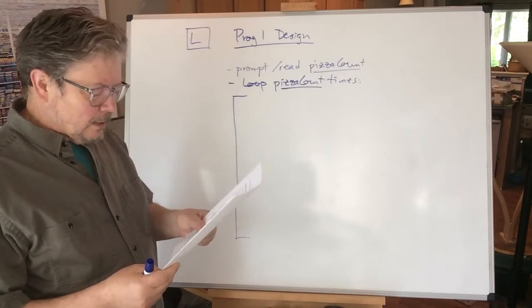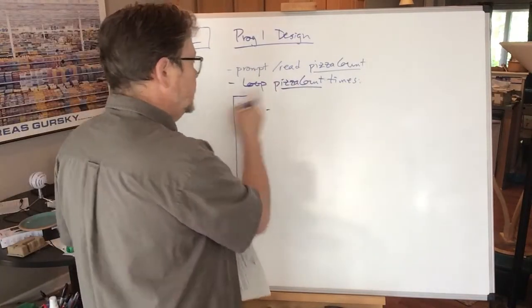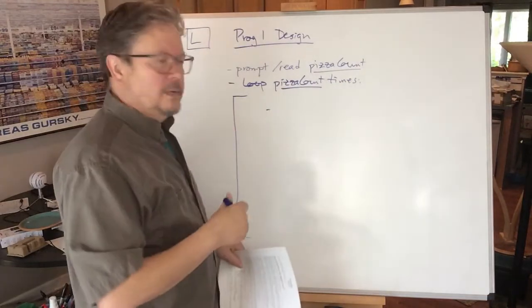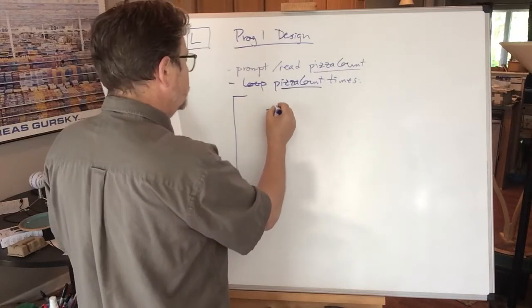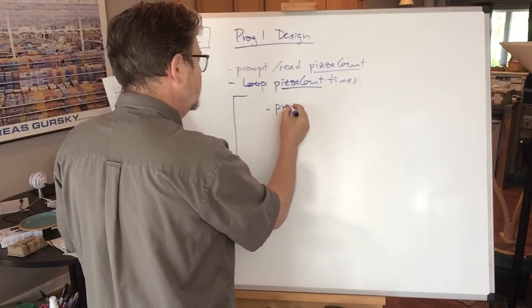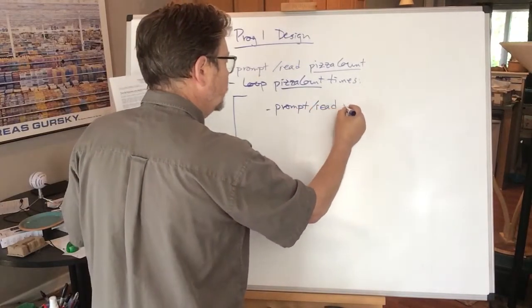For each pizza, prompt 4 and read whether or not this is round. So I'm going to indent. We are inside a loop of some sort. I'll worry about that later. That's a technical detail. We are inside here, and I need to what? Prompt read round. P-R-O-M-P-T. Read. Round.